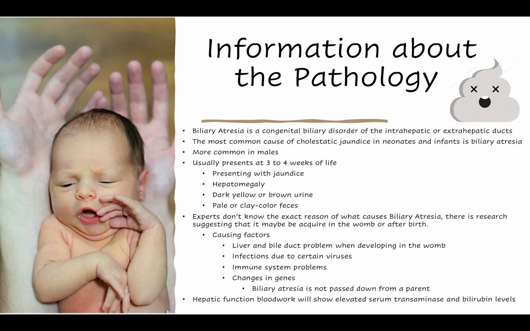Experts don't know the exact reason of what causes the biliary atresia. There is research suggesting that it may be acquired in the womb or after birth. Some of the causing factors are liver and bile duct problems when developing in the womb, infections due to certain viruses, immune system problems, changes in genes. Biliary atresia is not passed down from a parent. Hepatic function blood work will show elevated serum transaminase and bilirubin levels.